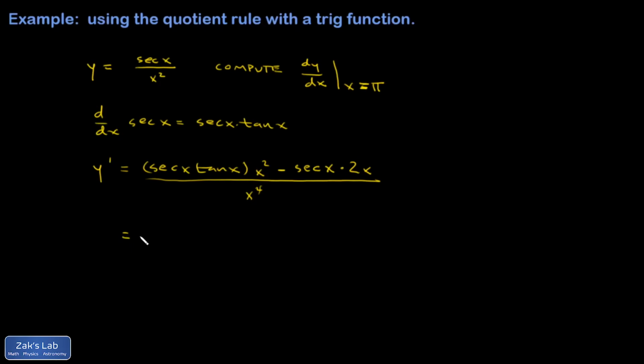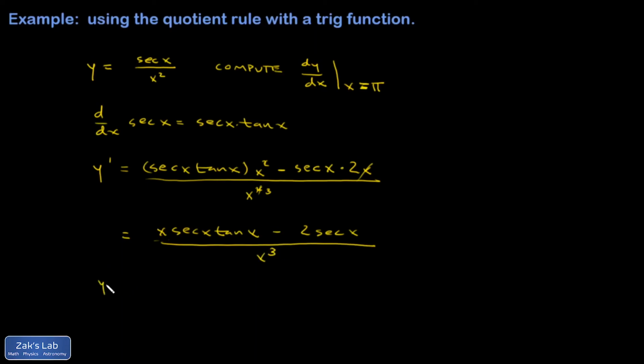We could factor out an x to simplify things a little bit before we actually substitute x equals pi, so I suppose I'll do that. So 1 x has been factored out of the numerator and then canceled out with one of the x's from the denominator. So I have x secant x tangent x minus 2 secant x, all divided by x cubed.